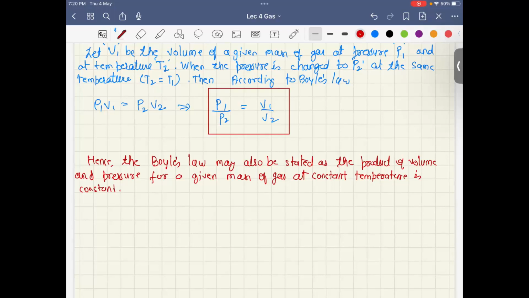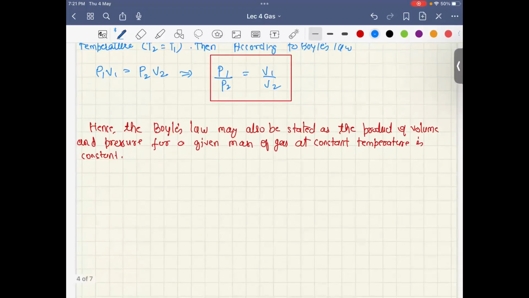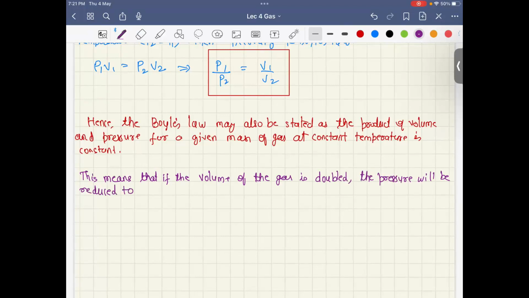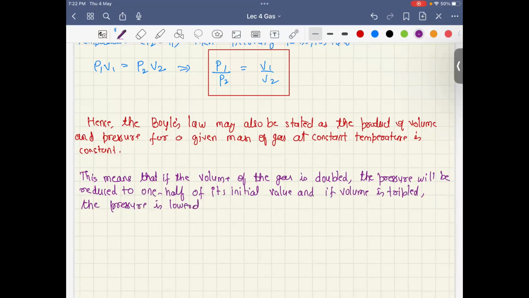This means that if the volume of the gas is doubled, the pressure will be reduced to one half of its original value, and if volume is tripled, the pressure is lowered to one third. Right? What does this mean? So this means that if the volume of the gas is doubled, the pressure will be reduced to one half of its initial value, and if volume is tripled, then the pressure is lowered to one third, right? And so on.